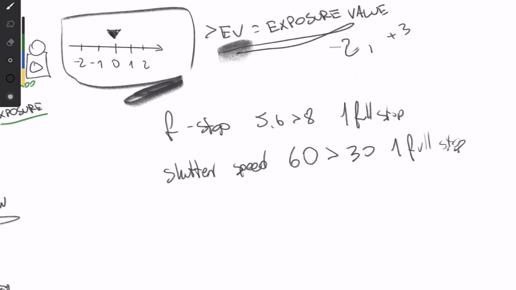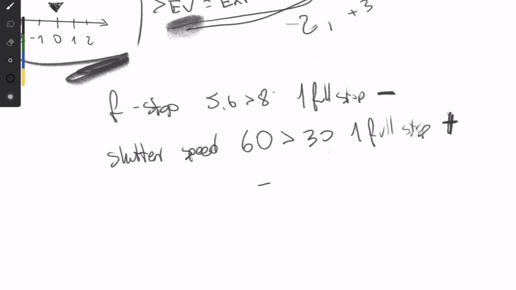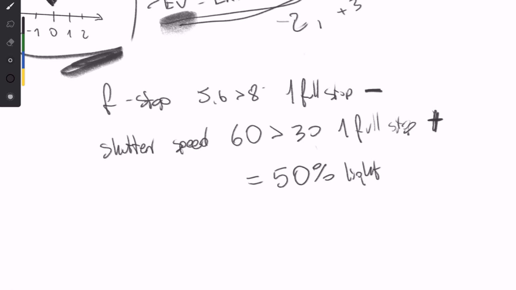And it's the other way around than you think. So this is actually plus because it gets the exposure brighter. And this will actually be the minus because it makes it darker. And all of these, both this and this, equal exactly 50% of light. But what does it mean?